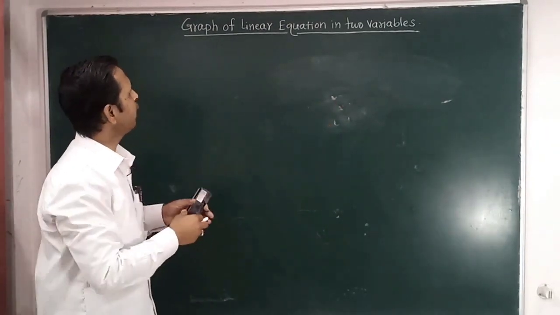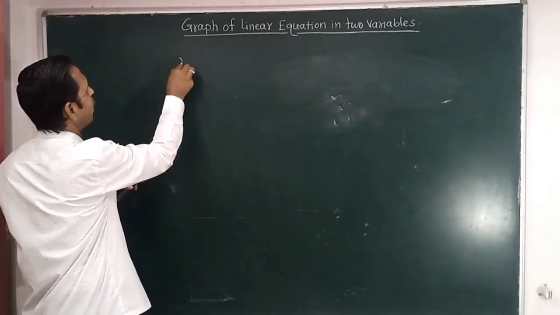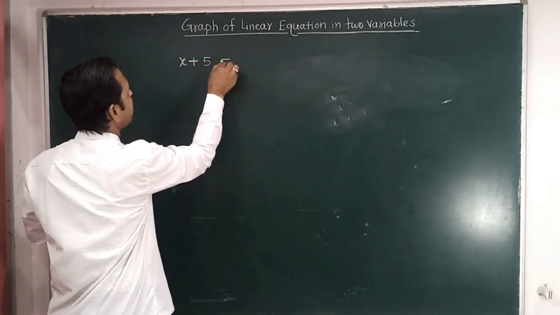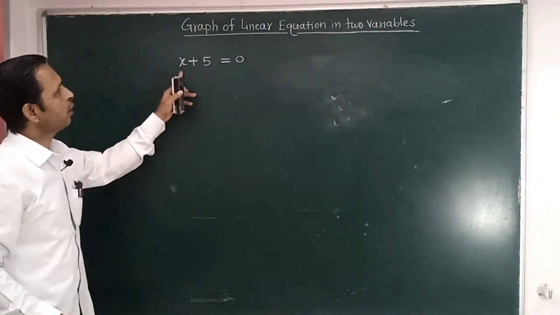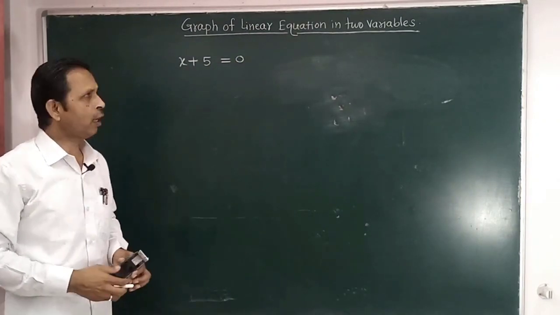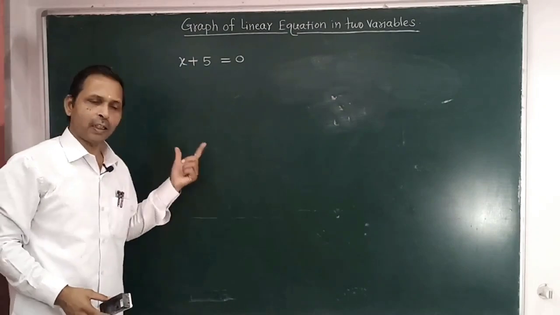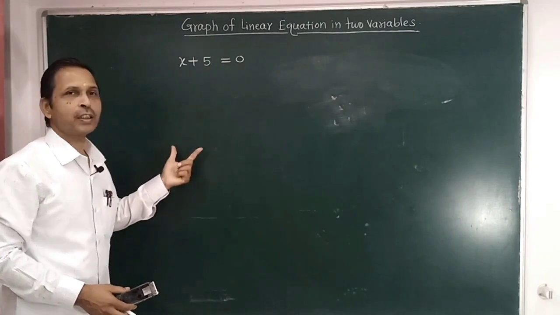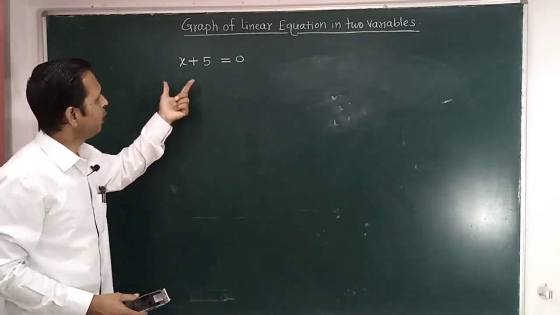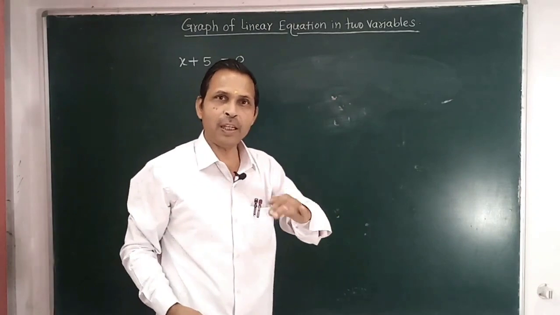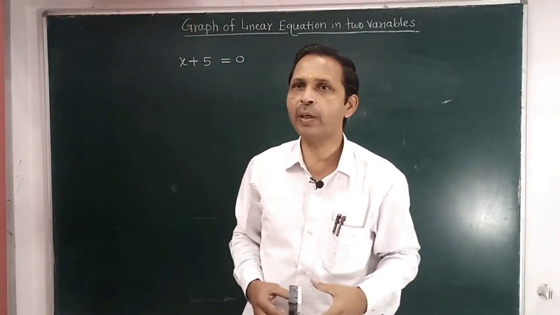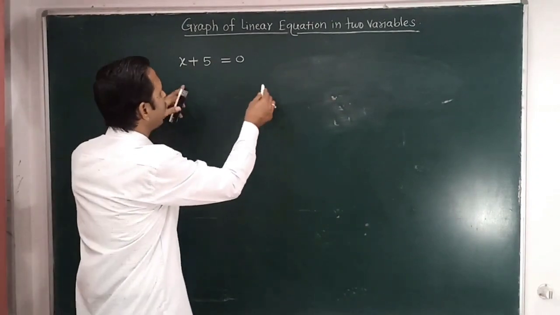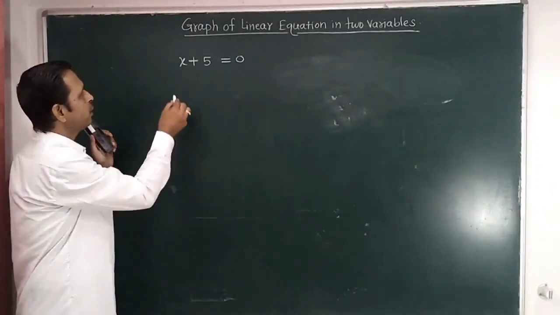All of you know the linear equation in one variable, that is x plus 5 is equal to 0. This is the linear equation in one variable. In 9th standard we learned how to draw the graph of the linear equation in one variable. A linear equation in one variable can also be expressed as a linear equation in two variables. How do we write it here?